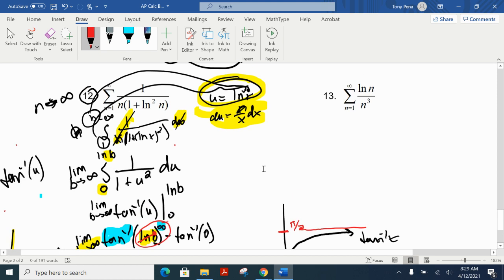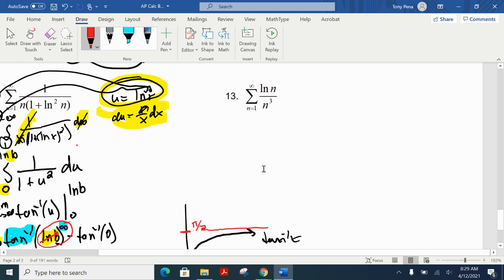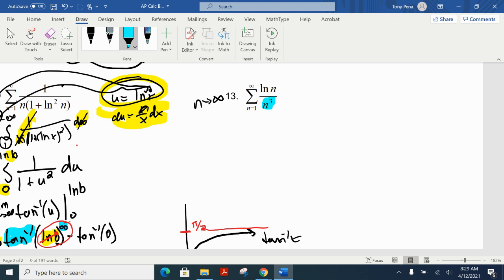Okay, last one, 13. First, make sure it passes the nth-term test. Do not forget that, like I've done twice already. In this case, it does. Our faster growing function is on the bottom, so as n goes to infinity, this goes to 0. Again, if you wanted to pause and try to do one on your own, feel free as we look at this one.